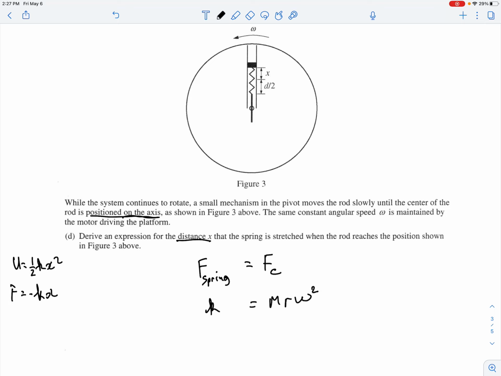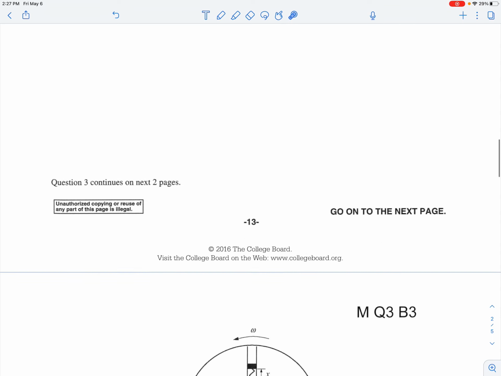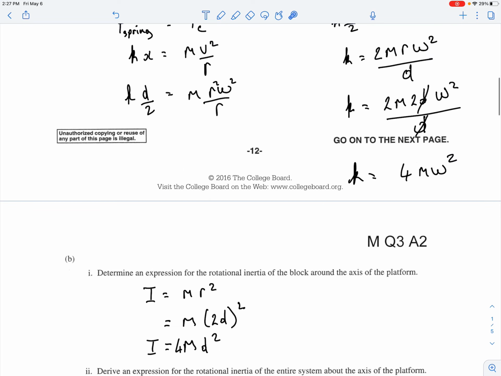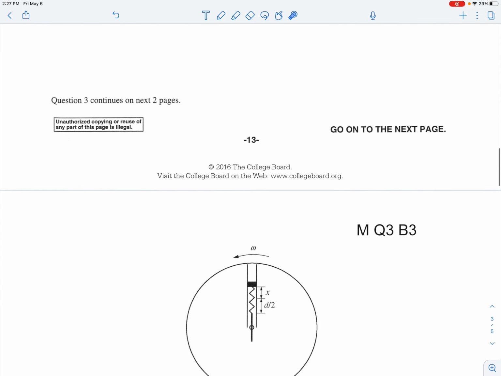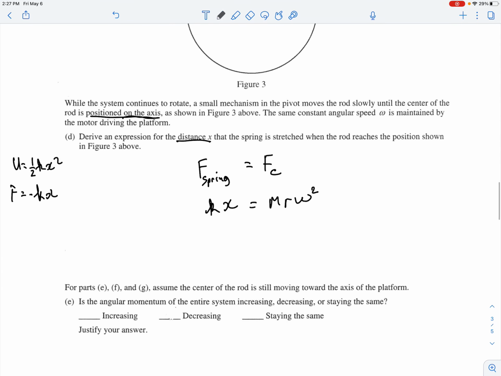But unlike before, now I know what k is, remember? I just solved for k. Where's k? It's 4m omega squared. Yeah, clutch. 4m omega squared x equals m r omega squared. I think m's cancel. I think omega's cancel. And I think x is equal to r over 4. Am I correct? Did I do that right?